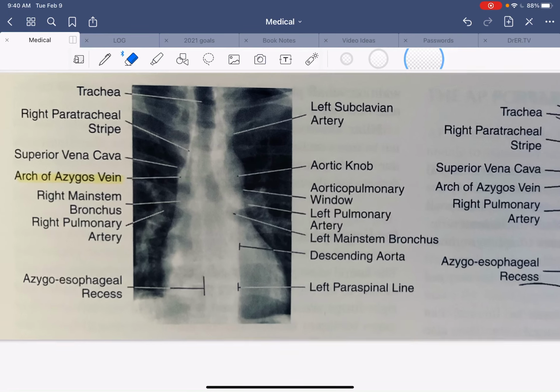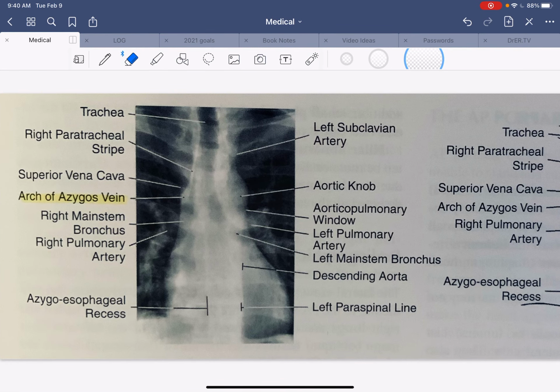And again, if you spend a little bit of time just right now, pause this video and memorize these little structures, man, you're going to impress an attending one day, and you're going to just know your anatomy.